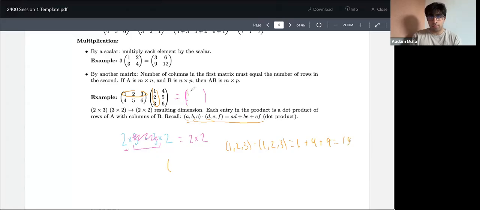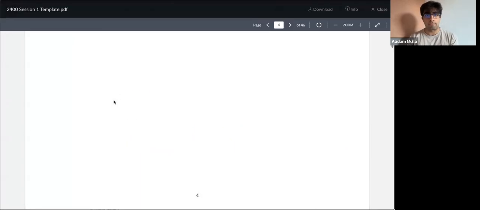And that would go in the top left. The 14 would go here in the top left. Similarly, to do the entry to the right, we take the first row and we dot it with the second column. And we can go through that example like that. There are also going to be examples we're going to do, so I won't spend time on the arithmetic.